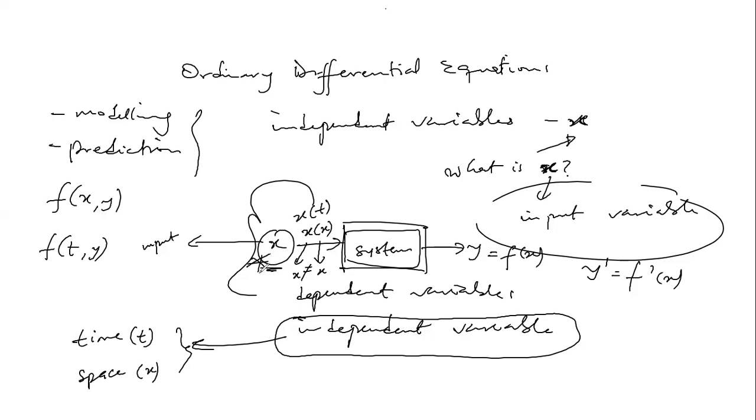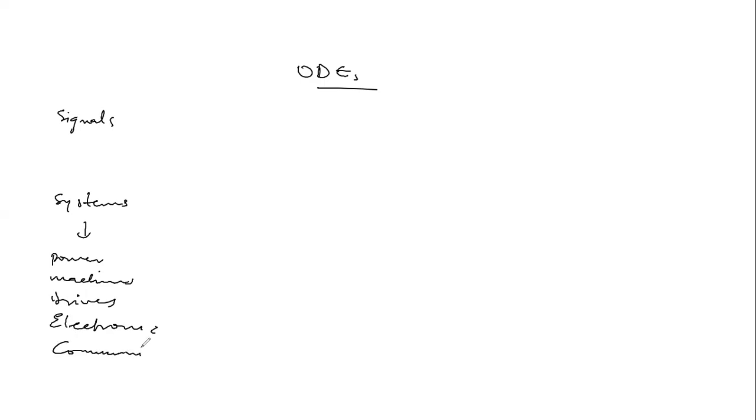Because now we are dealing with ordinary differential equations, we need to know the components or the parameters we are dealing with. Regardless of our discipline or whatever we want to model, we see everything as a system, and whatever comes into that system, we see it as a signal. Okay, so let's wipe this. We are still on ODEs, right? The bottom line is everything we are going to be dealing with boils down to signals and systems. These systems could be power, machines, drives, electronics, or communication. But what is a signal itself?